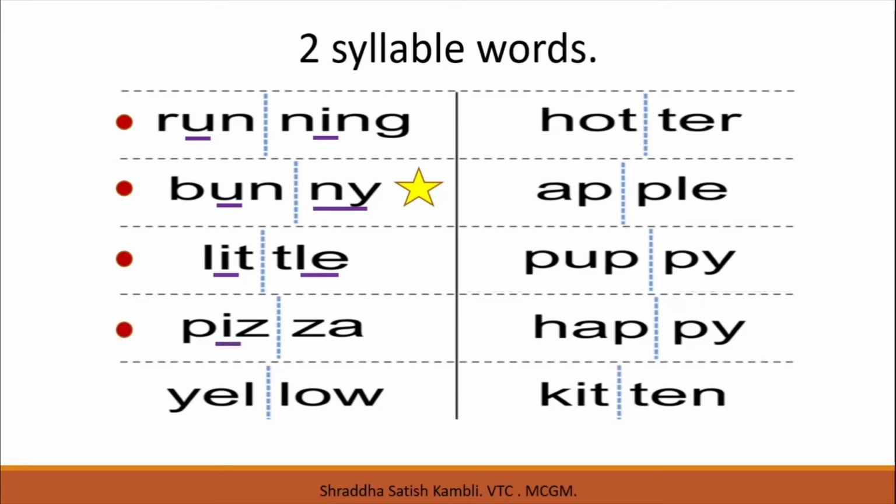Pizza, so the E is the A. Yellow, A-O, yellow. So read the other words like I'm reading them. See, I have put a line in the middle, in the center, so you know how to take the two syllables apart. So hot, apple, puppy, happy, kitten. Okay, this is how we come to the two syllable words.